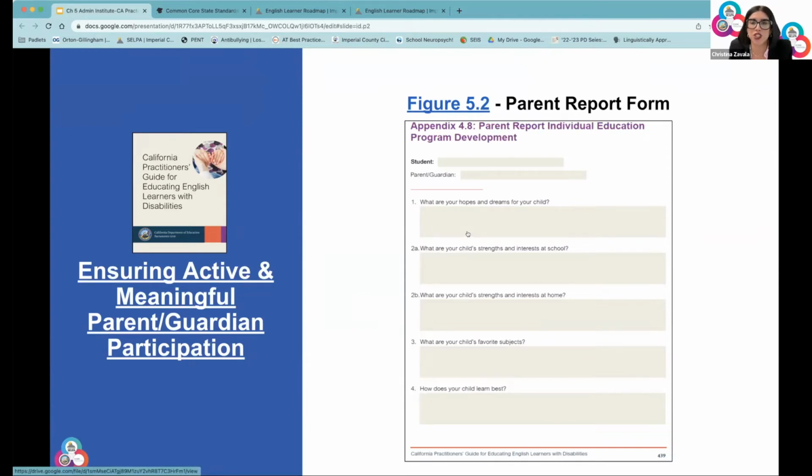What are your hopes and dreams for your child? What are your child's strengths and interests? Those are all areas that can be added to that parent component of the present levels, so that we're engaging in those meaningful conversations with parents about what their hopes are and what strengths they identify in their child to help form that IEP.